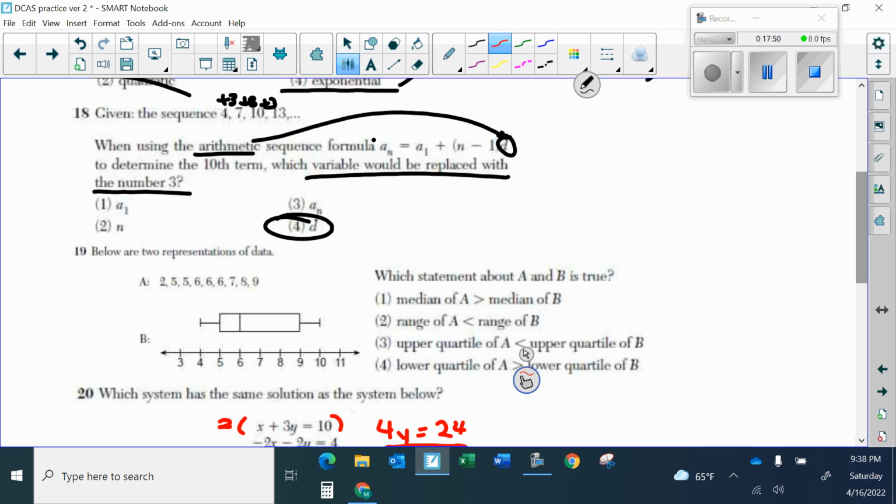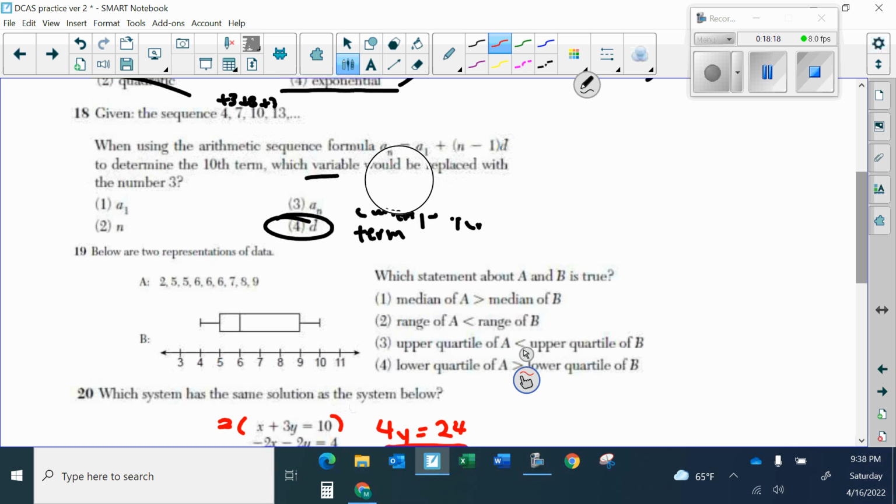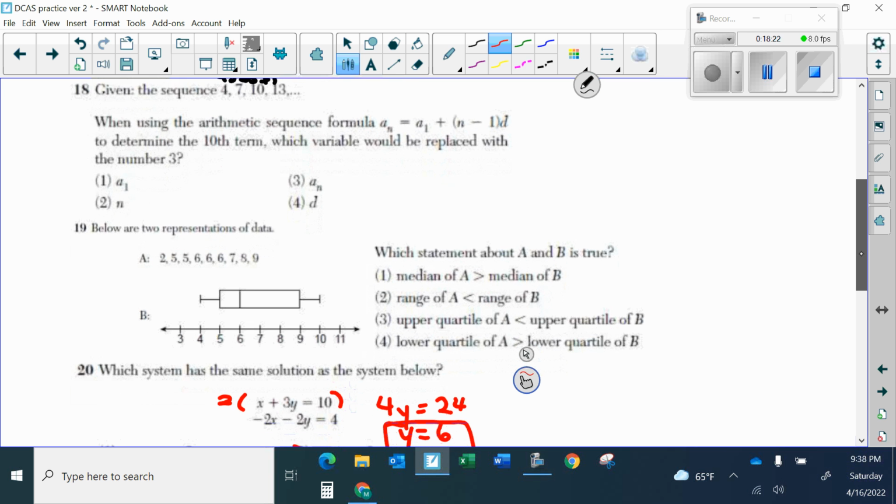Remember, A sub n is the current term. A sub 1 means the first term. That's why it's a sub 1. You've got to remember this. And then if you had it in the recursive formula, remember we had A sub n minus 1. That means the previous term. A sub n being the current term, and A sub n minus 1 being the previous term. We'll look at one of those probably another time, like you had in the first DCAS practice one. We'll see if there's one here later.